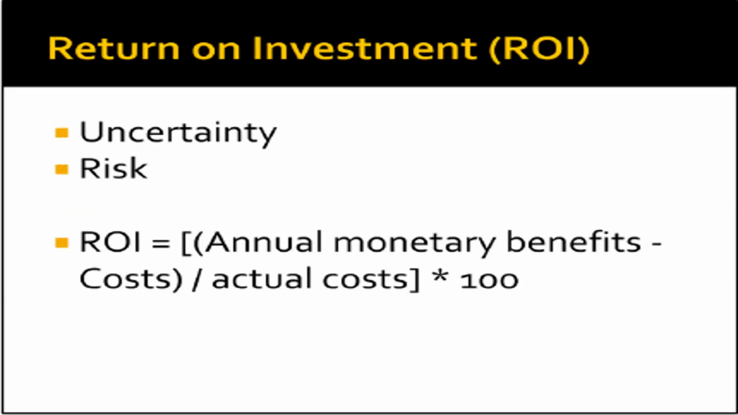The basic equation for ROI is to take the annual benefits minus the projected cost and divide that by the actual cost, and then multiply that result by 100 to get a percent. In order to know whether or not a particular ROI is worth the investment, you also need to understand the level of uncertainty and risk that is acceptable. This is particularly true if more than one scenario is possible.